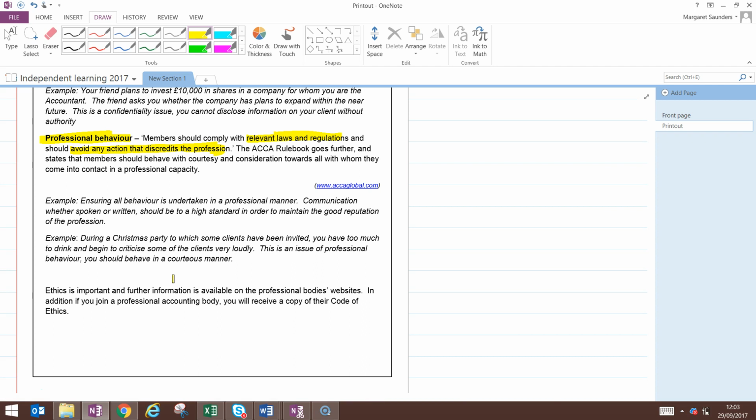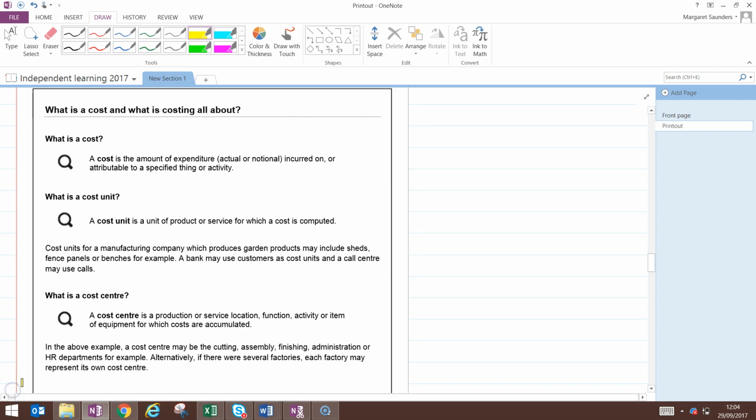So there's just a brief example of what are considered to be the most important principles, and all accountants need to remember that ethics is important, and you can look on any of the professional bodies' websites for further information. We're now going to move on and look at some of the terms and classifications that you need to be aware of as you start your studies of management accounting.